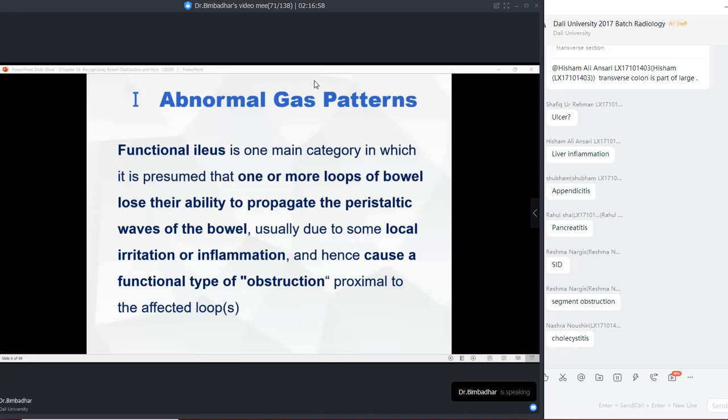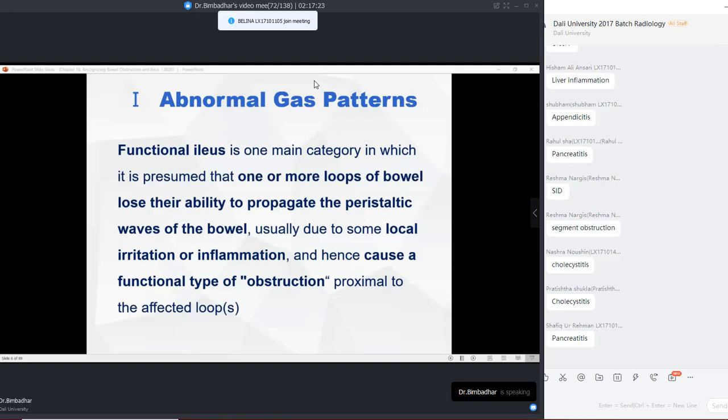Nashra, cholecystitis. Okay, Rahul thinks it is pancreatitis and Nashra thinks it is cholecystitis. How many of you agree with them? I don't agree with Hisham and I don't agree with Shubham because it is already ruled out. Okay, how many of us think it could be happening because of pancreatitis or because of cholecystitis? So how are you going to prove it?